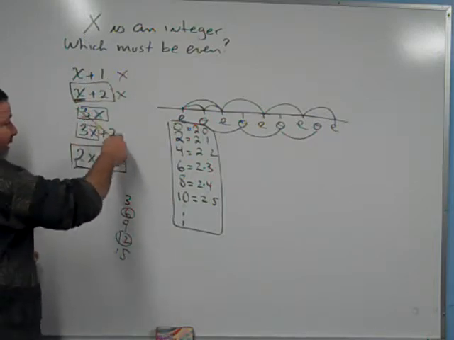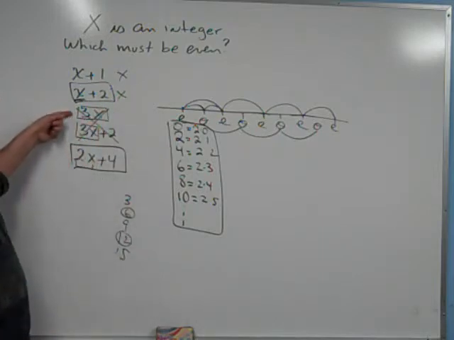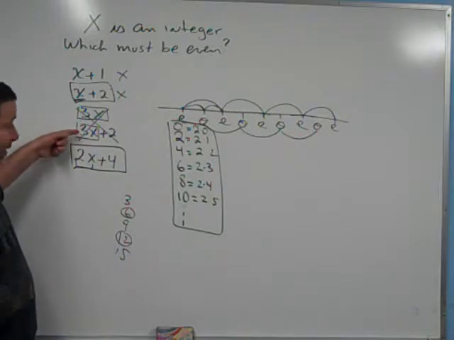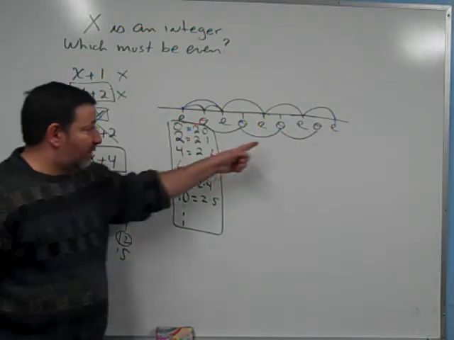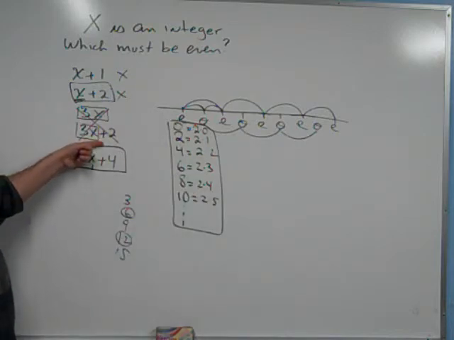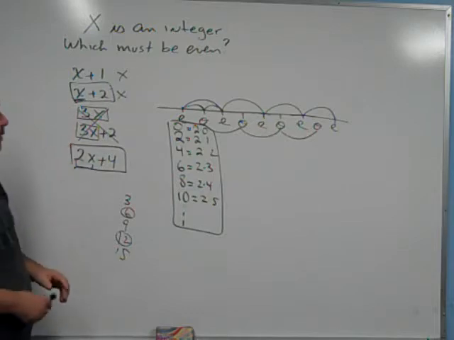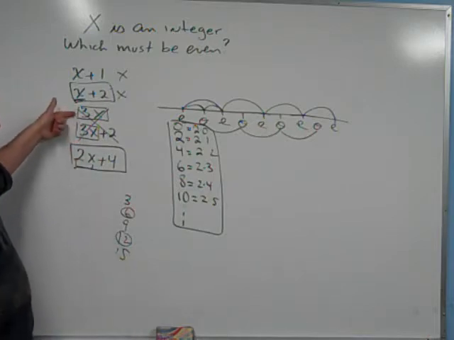So I can say right away that that can't be it. Because if this is always even, so is that one. And if that one is always even, and you take away 2, because you have 3x plus 2, you take away 2, you get back to 3x. Okay, but the bottom line is this alternates.